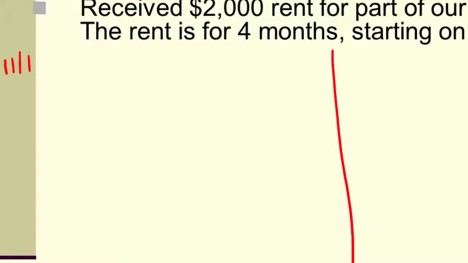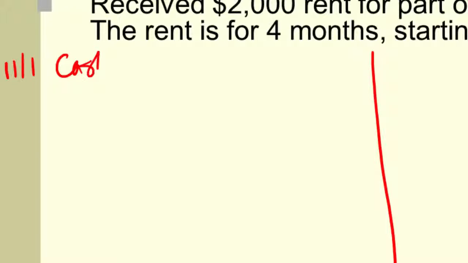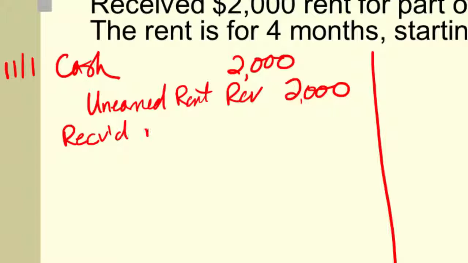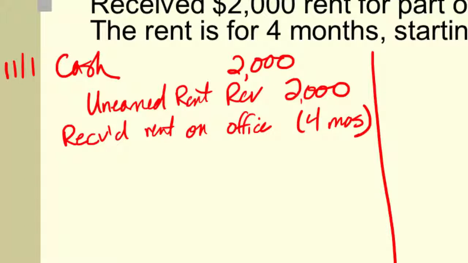I could have put it all into unearned revenue up front. So I would have recorded the cash for $2,000 and unearned rent revenue for $2,000. It's a liability, so it's got a credit balance. Received rent on office, 4 months. That's one option.